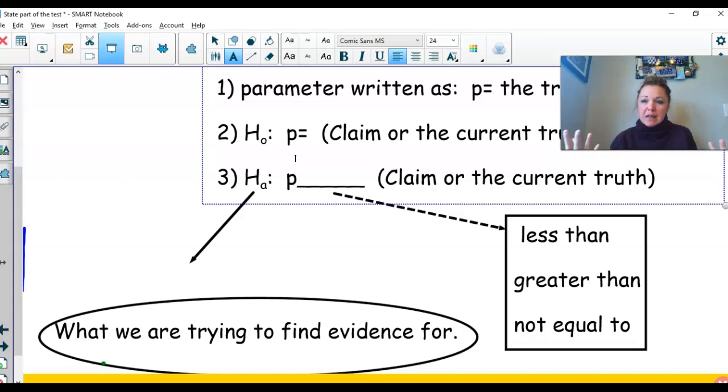So today, the three things that you need in your worksheet are in the notes that we're going to go through in a second: the parameter, the null hypothesis, that H0, and the alternative hypothesis, that HA. So let's practice that now.